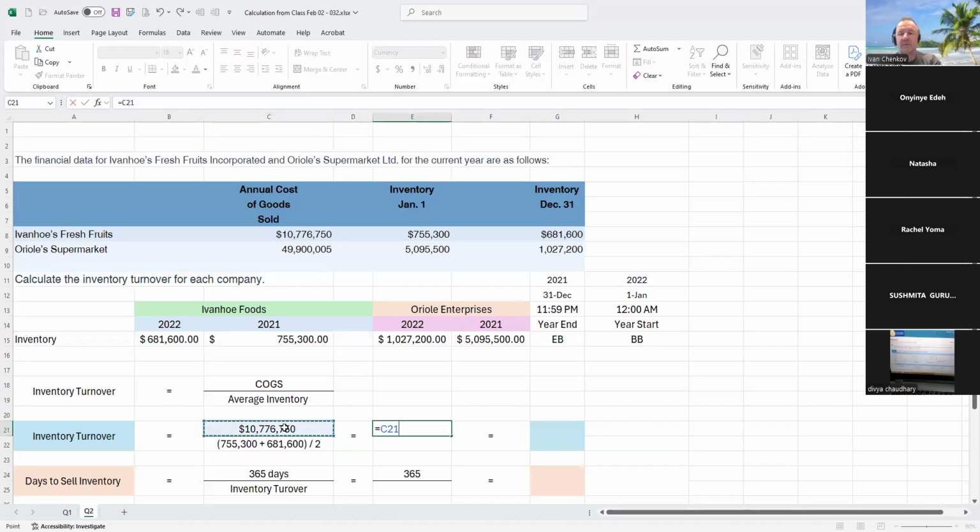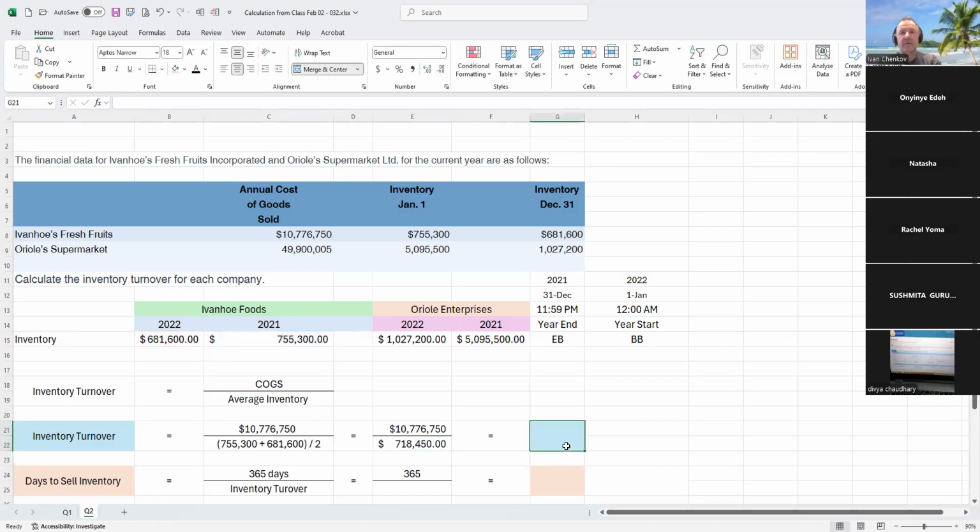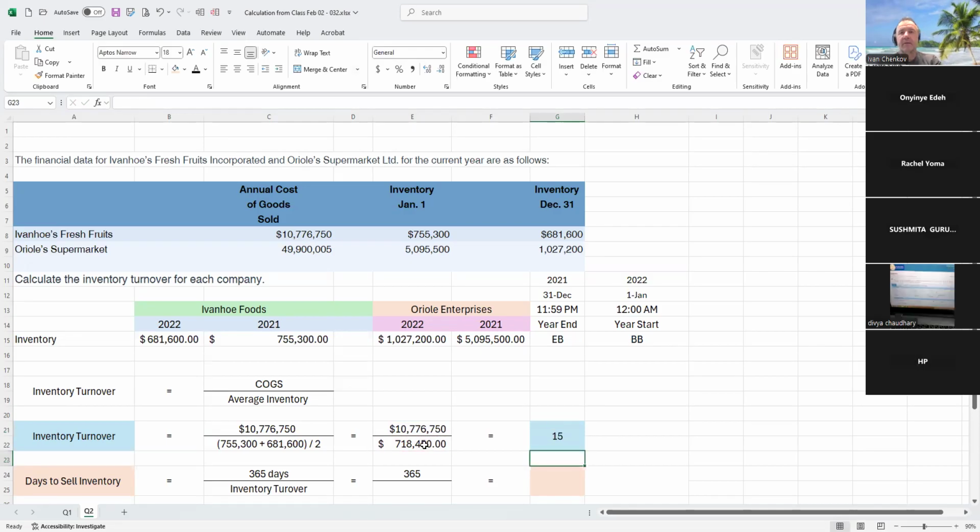This number here will be bracket, this one plus that one, divided by 2. We get it. So what you're getting here is a number. 15, is that what you're getting?